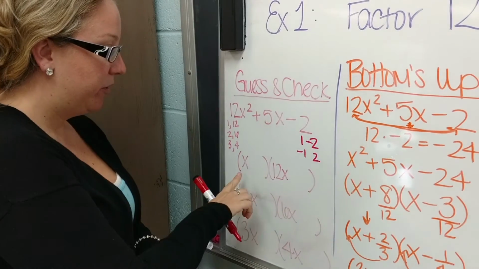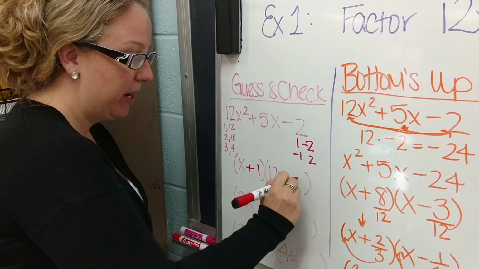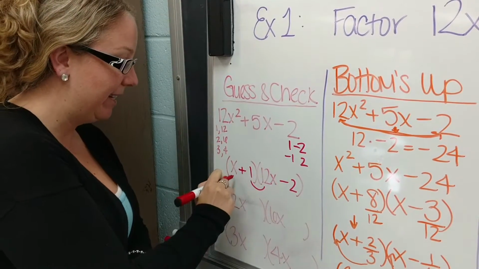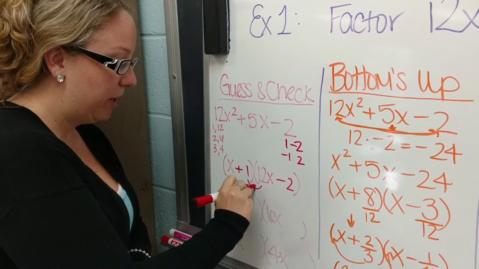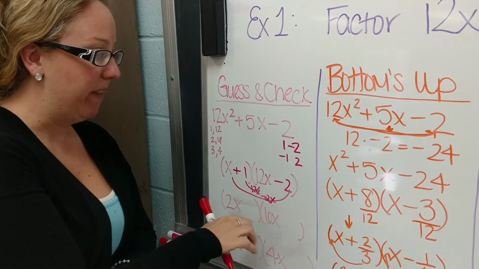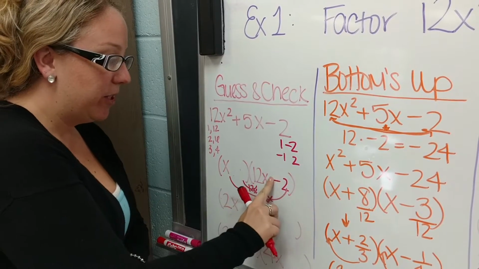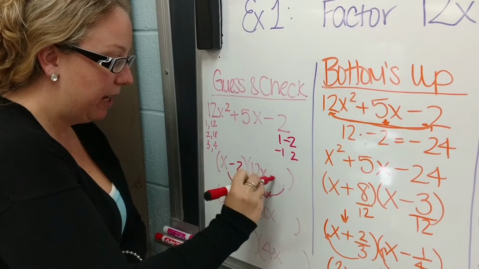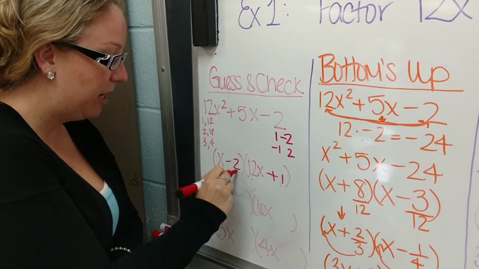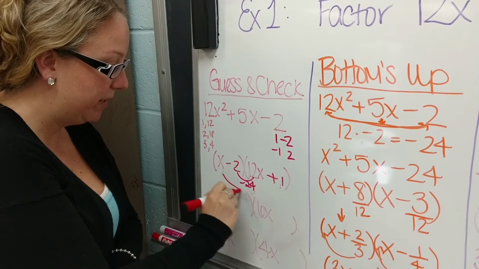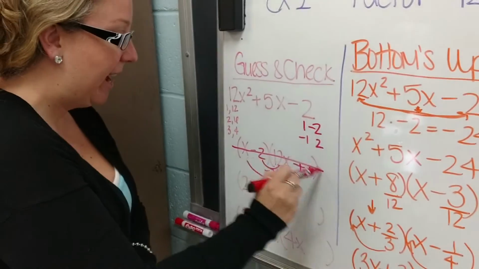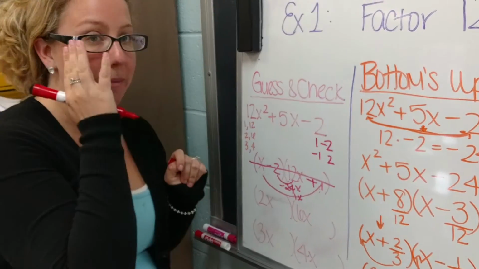Those values can go anywhere in these parentheses, and I'm going to guess and check until I get the one that works. So with x plus 1, 12x minus 2, when I multiply my inner terms, I need to get this 5x. So 1 times 12x is 12x, and x times negative 2 is negative 2x, and that doesn't give me 5x. I can also switch these, and do minus 2 and plus 1, and if I do that, negative 2 times 12 is negative 24x, and 1 times x is 1x, and that's not going to give me 5 either. So I know x and 12x is not where I want to start my parentheses.